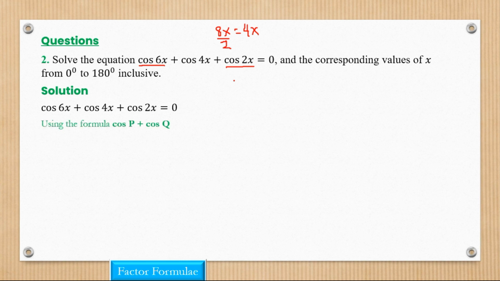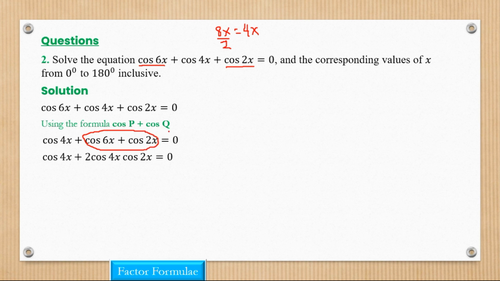So definitely we're dealing with cos p plus cos q, because everything is cos values adding. But we're going to first group the cos 6x with the cos 2x. That's why we brought it closer to the cos 2x. So what happens when I apply the factor formula on this? Applying the factor formula here, we end up with 2 cos 4x cos 2x, because that's how the cos values add. So p plus q, which is 6x plus 2x, is 8x, divided by 2 is 4x. And 6x minus 2x is 4x, divided by 2, it's 2x. So that's how we end up with that.